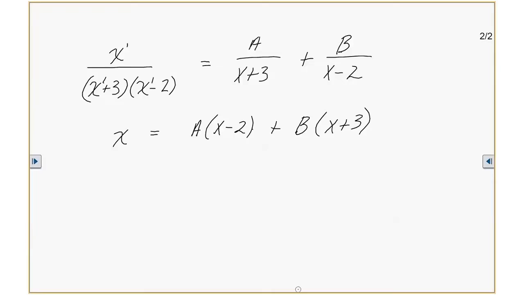Now, there's two ways to solve that equation. See what you can do with it. Staring at it is not a way to solve it.